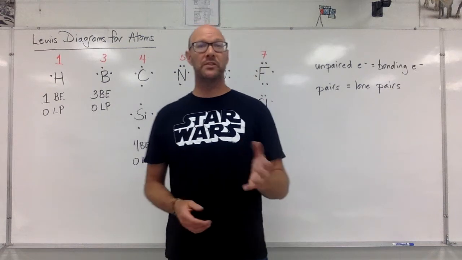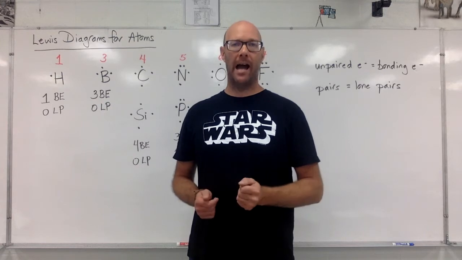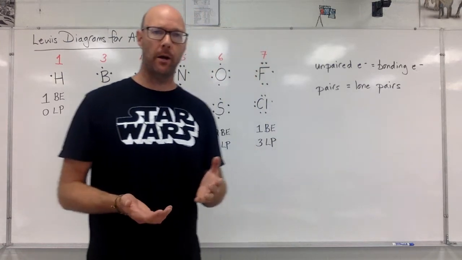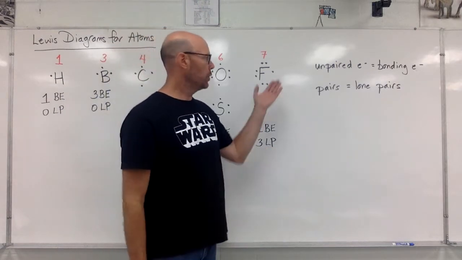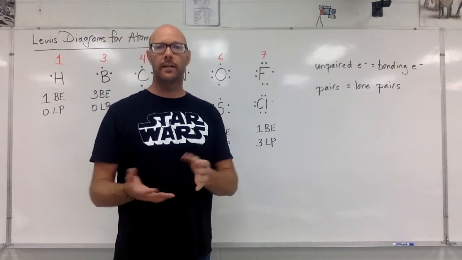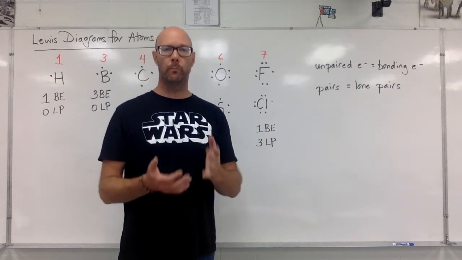Hi everyone, this is a look at analyzing Lewis diagrams for atoms. Once we have a Lewis diagram prepared, we can analyze it in order to think about the unpaired electrons, which we call bonding electrons, and the pairs of electrons called lone pairs.